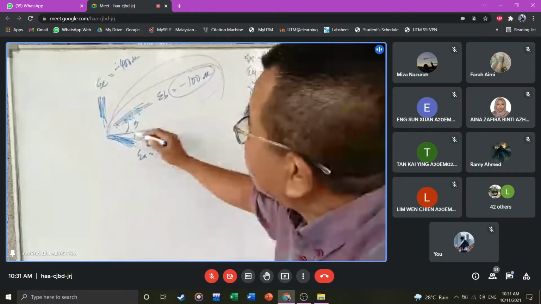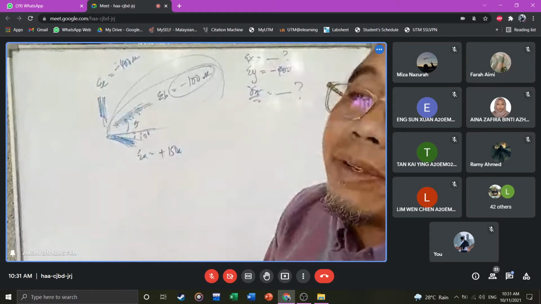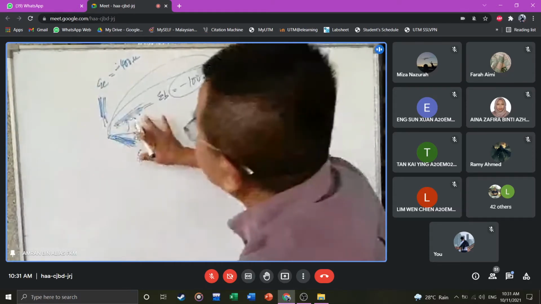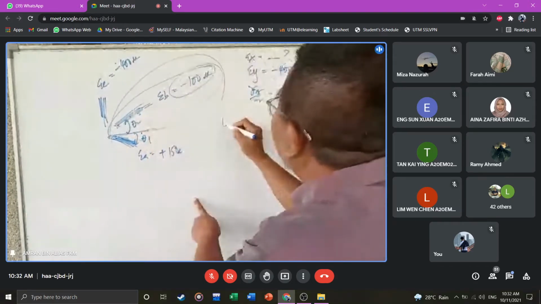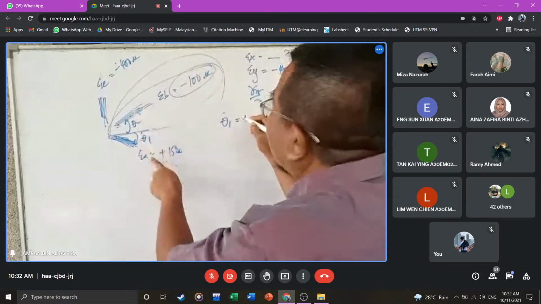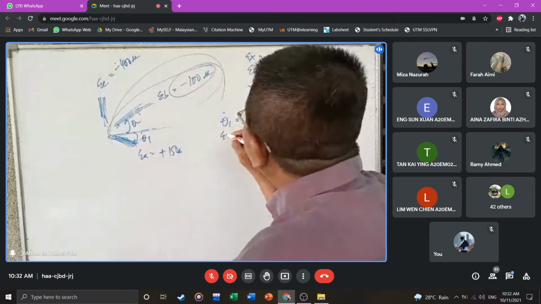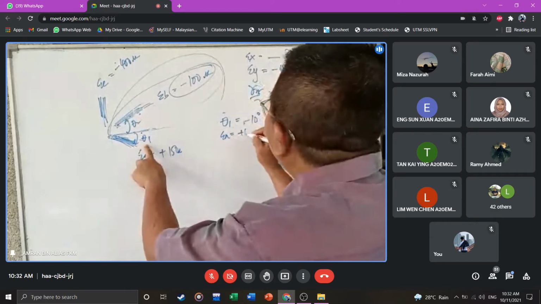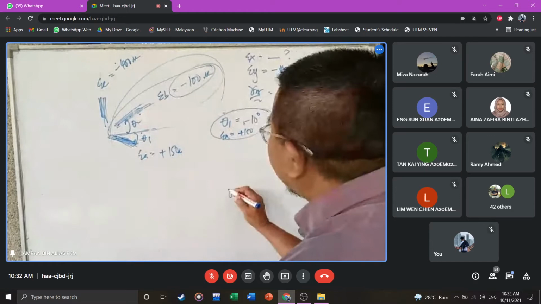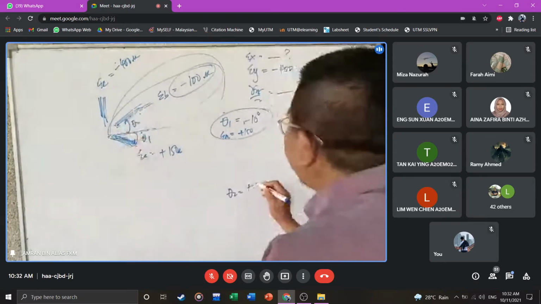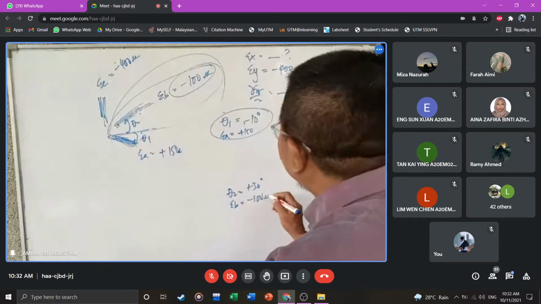I use this information. One equation from here, one equation from there. So this is theta 1 here, theta 2 here. For theta 1 equal to minus 10 degrees, EA is equal to positive 150. Write that equation. The other one is what? At theta 2 equal to positive 30 degrees, EB is equal to minus 100. Write that equation.